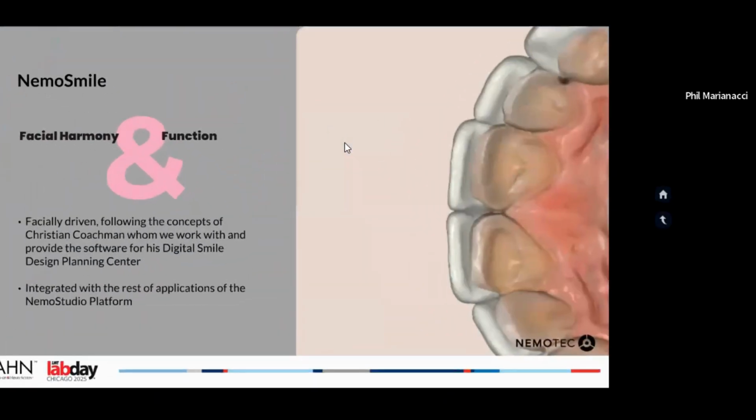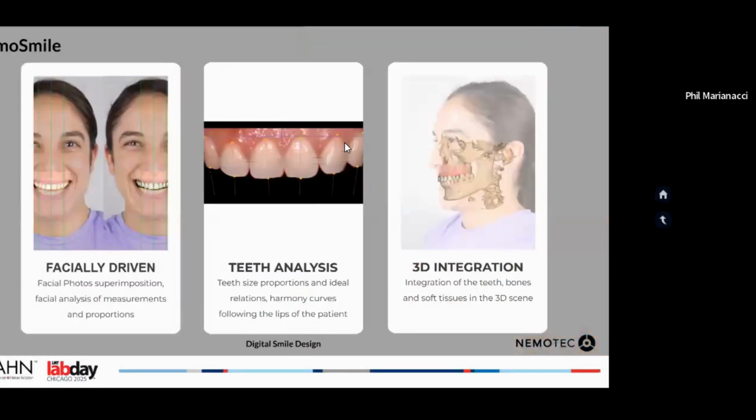So a little bit about the background on the Nemo Smile. It's really showing the function and facial harmony. It's got the concepts of Christian Coachman, who Dr. Brian O'Neill works closely with as well. If you don't know what it is, it's software for digital smile design planning, and it will help with facially driven superimposing, measurements, teeth analysis for ideal curvatures, and following the lips for the patient, and 3D integration for teeth, bone, soft tissues, and 3D scenery.